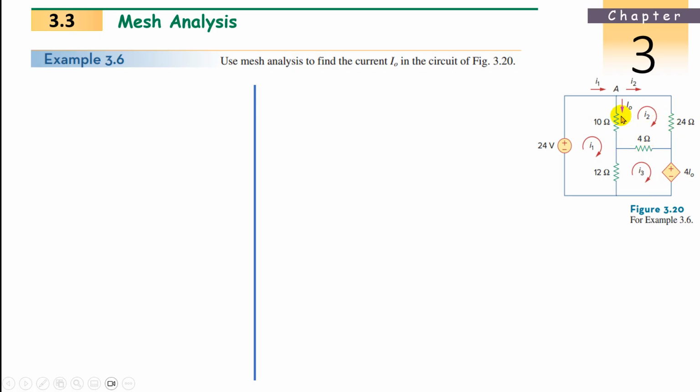I2 minus I1. Our reference, where I am standing, that is the reference point. I am talking about I2. That is our main motto. I2 is first, then the rest. So I2 minus I1. Next, the third loop. Start with the resistance, no problem. 12 times, the reference is I3, so I3 minus I1, plus 4 times I3 minus I2.